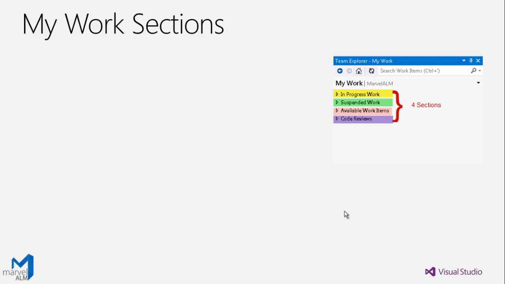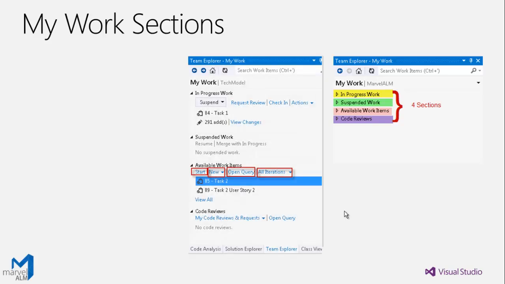We have four sections in My Work: In Progress, Suspended Work, Available Work Items, and Code Review. We will have a separate video and post about Suspended Work and Code Review. So in this video I will focus on the In Progress Work section and the Available Work Items section. So let's talk about the Available Work Items.